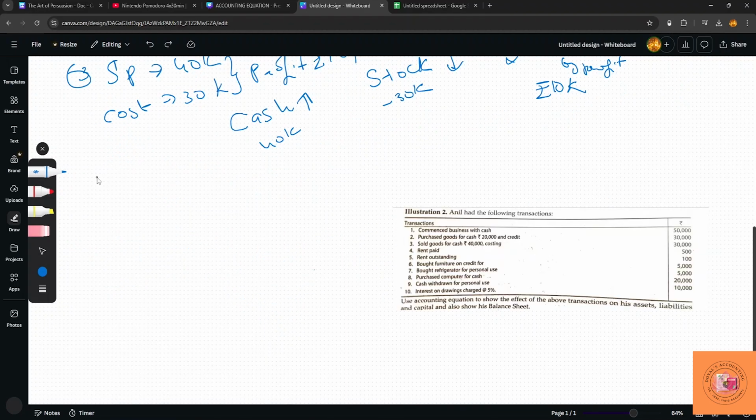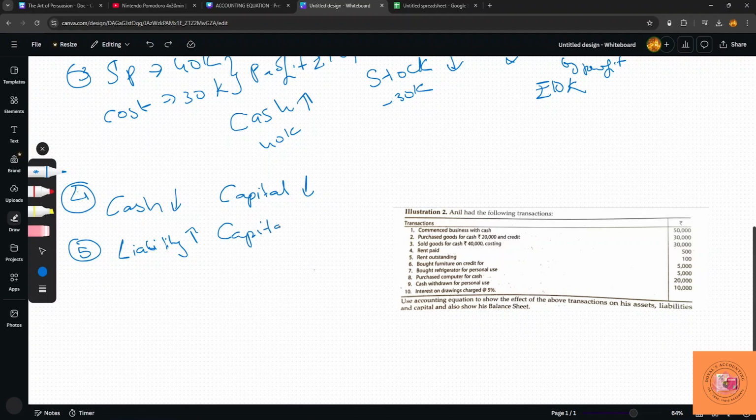Cash will increase, our stock will reduce, and our capital will increase. Okay, now the fourth transaction. Under this, what is it saying? Rent has been paid worth rupees 500. So it is an expense. Our cash will reduce, and so will our capital. Next one is rent outstanding. Now, this is an outstanding expense. So, what do we do when we have an outstanding expense? A liability is created. A liability, that is our outstanding rent, will increase and our capital will decrease by rupees 500.